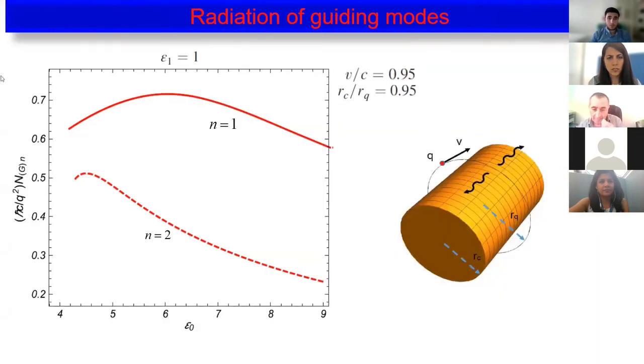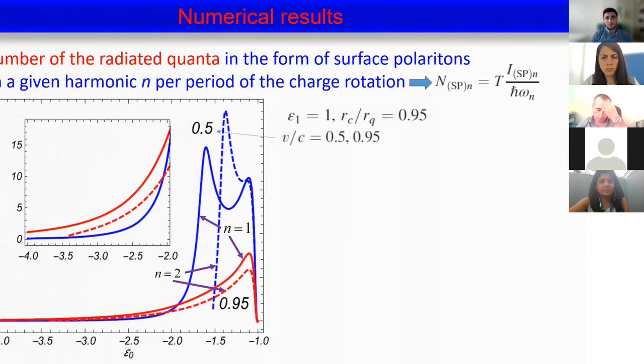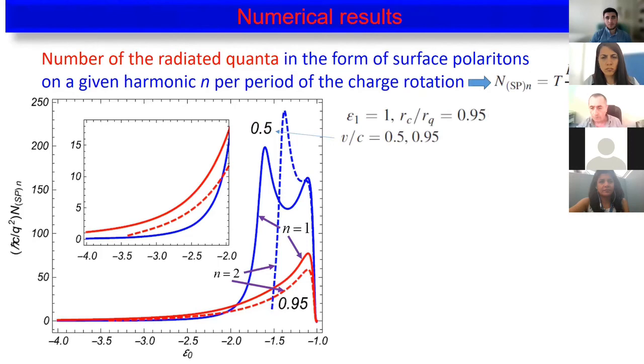Then just a few words about the second. Here, again, I have presented the results for the guiding modes, and again I have presented the numerical data for this velocity, 0.95, and again for this ratio of the orbits. Here is the radiation intensity depending on epsilon 0. Of course, for guided modes epsilon 0 is positive, and here n equals 2. You see, here we have just order of 1 for this number. And for the plasmonic case, we have an essentially large number compared to the guided modes.